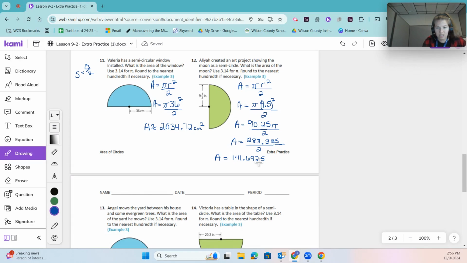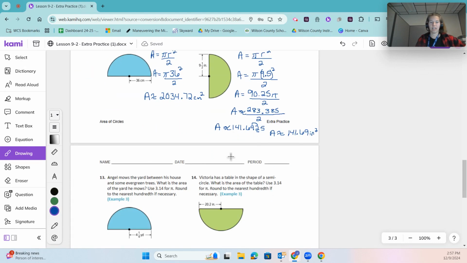141.6925. And this 2 tells that 9 to stay the same. So area is approximately equal to 141.69 inches squared. So this again shows all of the steps. You can type this whole thing into your calculator in one step, but make sure you fully enter it properly or you're going to get incorrect answers. And you can try 13 and 14 on your own if you would like.